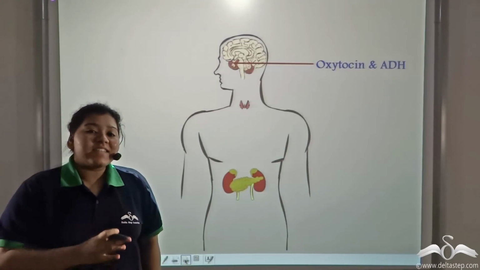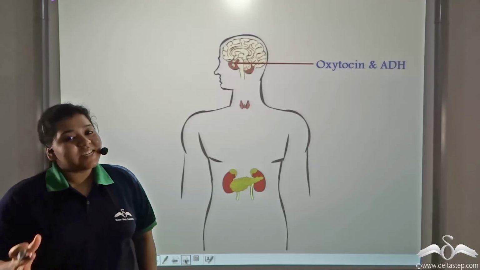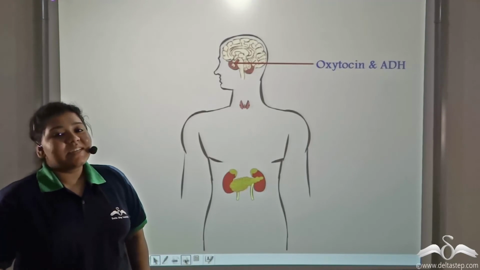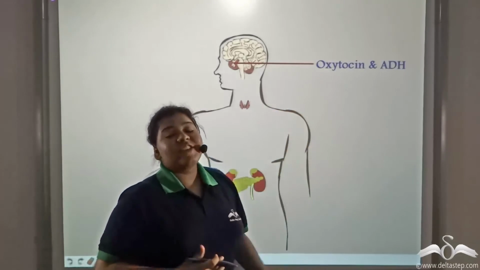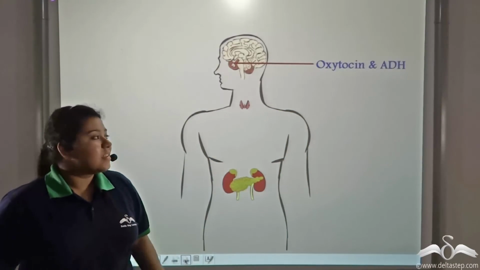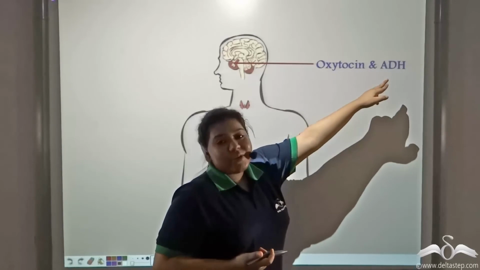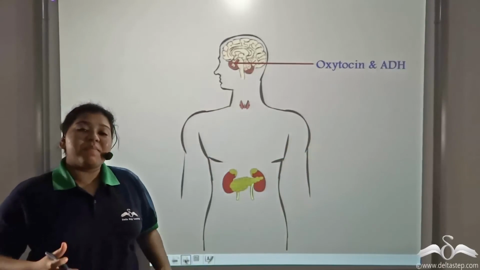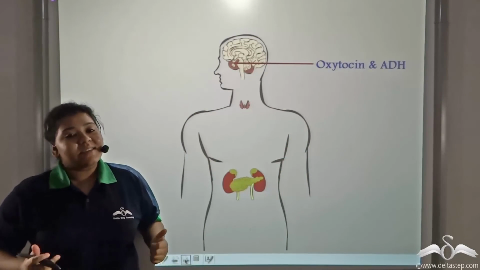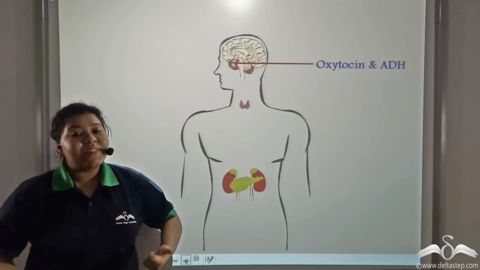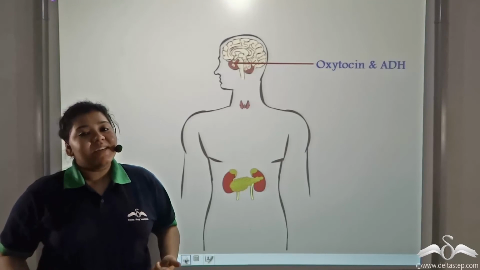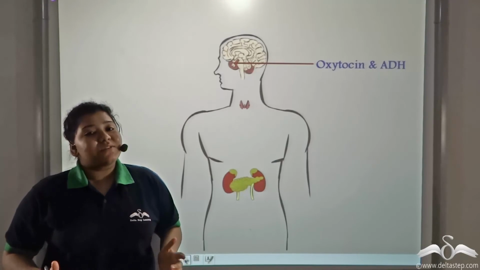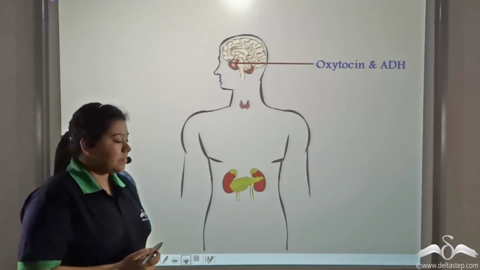This was the anterior lobe. Now, the posterior lobe of the pituitary secretes two hormones known as oxytocin, which helps in childbirth, and antidiuretic hormone, which helps maintain a water balance in the body. It regulates the amount of urine excretion from the body, thus maintaining a balance of water in the body.